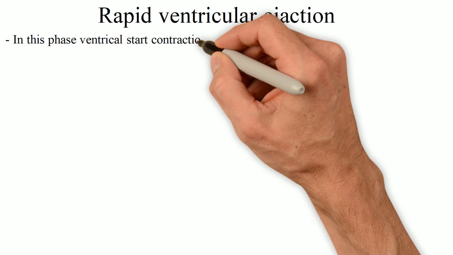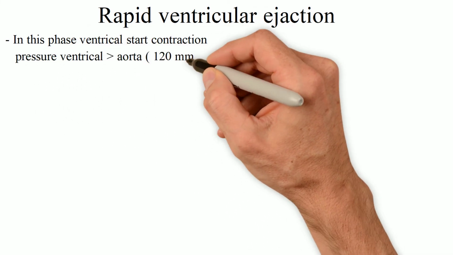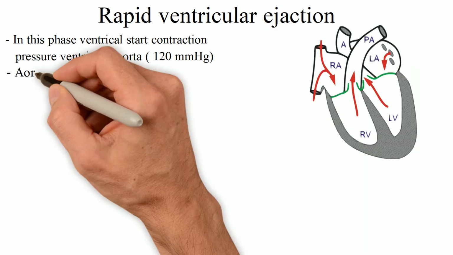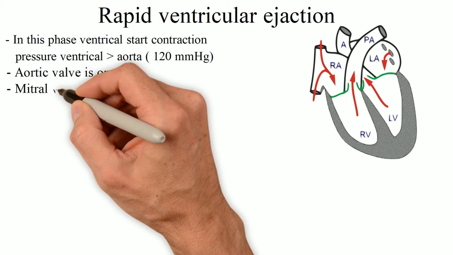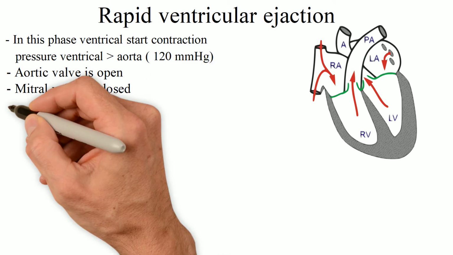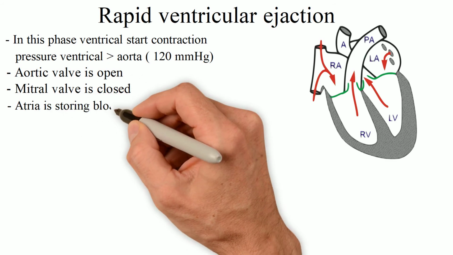Now, our third phase is the rapid ventricular ejection phase. In this phase, the ventricle starts its contraction and the pressure in the ventricle is greater than the pressure in the aorta. As the pressure in the ventricle is greater than in the aorta, the aortic valve is open and the blood from the ventricle passes into the aorta. In this phase, the mitral valve is still closed because the pressure in the ventricle is greater than the pressure in the atria. And the atria are still storing blood which is coming from the lungs.